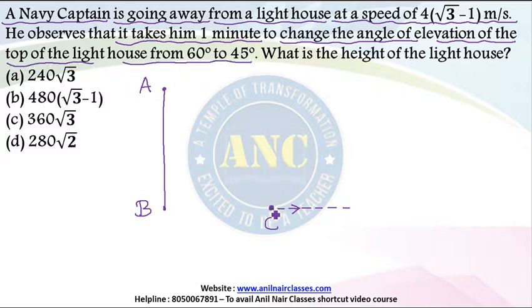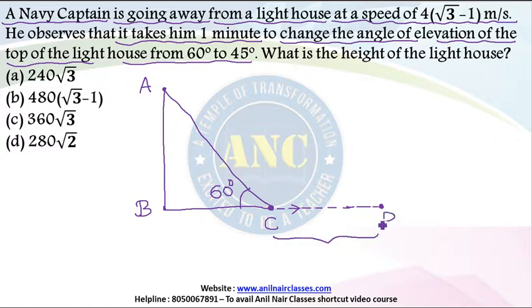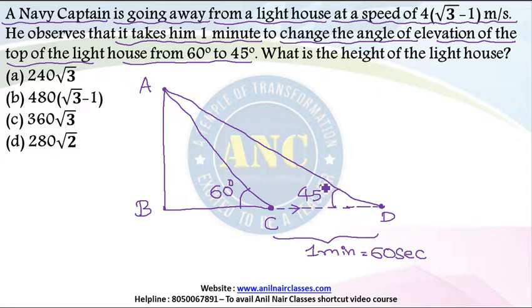That means initially he was at this point C. The initial angle of elevation to the top of the lighthouse is 60 degrees. Now he observed that it takes him 1 minute. That means he kept on moving like this for 1 minute. The distance travelled from C to D takes 1 minute, or in other words 60 seconds. He travels 60 seconds away from the lighthouse and observes that the angle of elevation has changed to 45 degrees.